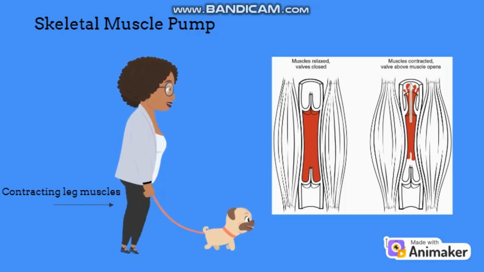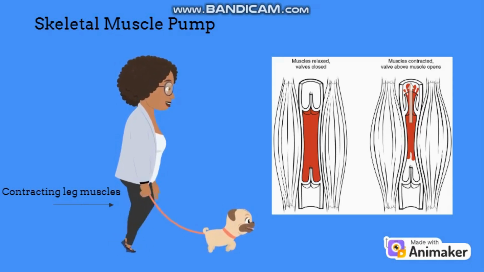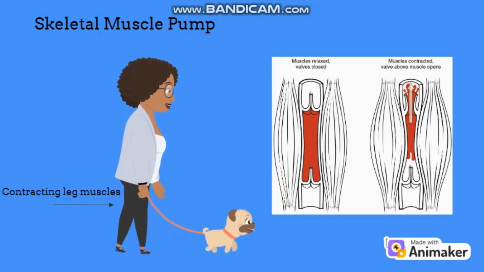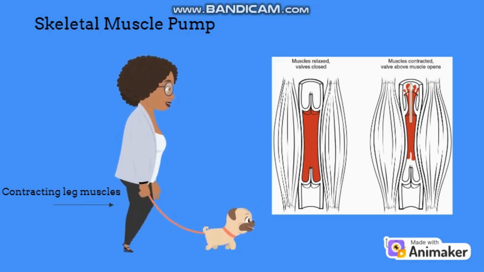The contraction will increase the pressure within the vein, pushing the blood up with some help from the one-way valves found in your veins that will close, stopping the blood from falling back down as it travels back towards the heart. As you can see in this photo, the female is walking and contracting her muscles, which will push the blood back up to her heart.